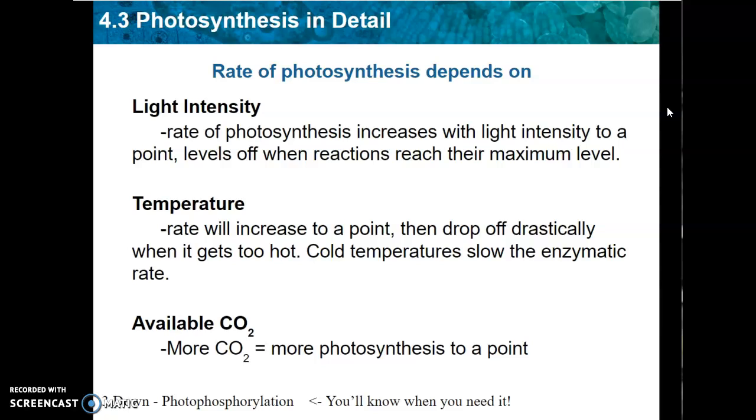So 3 down, when you get to your crossword, the word that you're looking for is photophosphorylation. And you'll know when you need it.